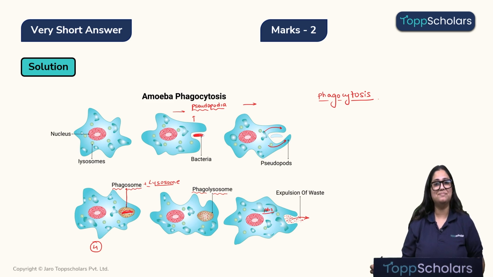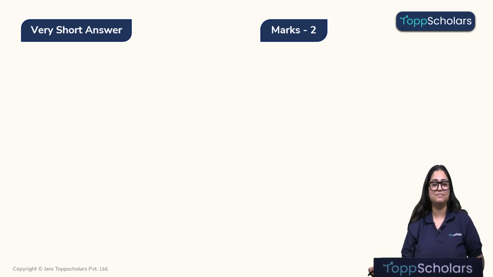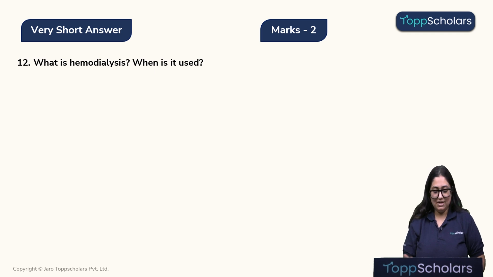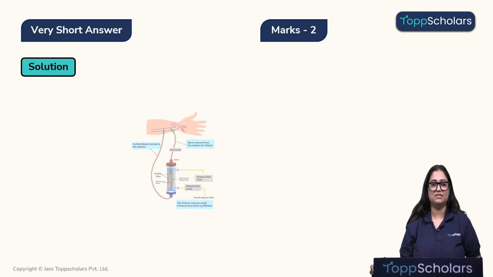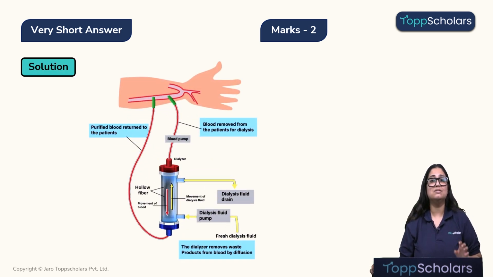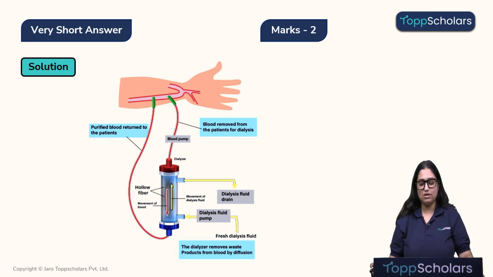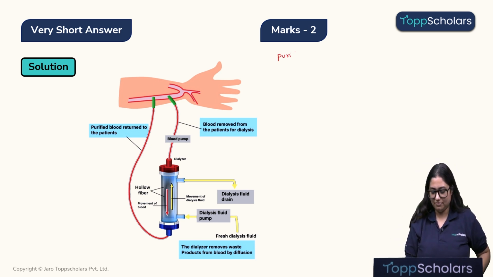Are we clear, children? Okay, now let's move ahead. What is hemodialysis and when is it used? Let's solve it. Children, hemodialysis is a process in which we purify the blood. And this process is done outside the body. So, purifying the blood outside the body is hemodialysis.